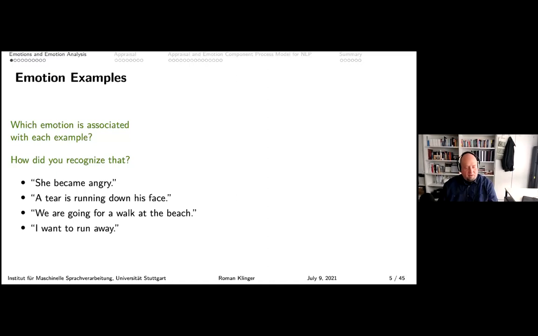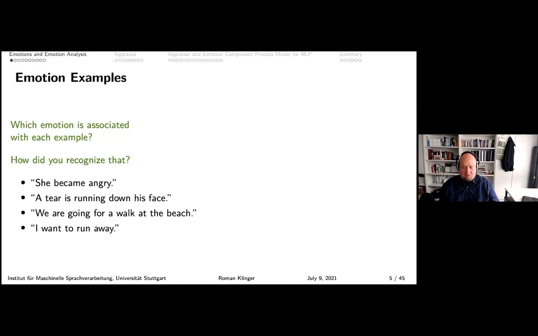Last example, I want to run away. Fear, upset, fear, anger, disgust, sadness. All right, so nobody says something like a positive emotion here, right? So desperation, yeah. So it's definitely about a negative emotion which people try to avoid, and this desire to avoid a particular situation leads to a particular emotion and also leads to an action tendency. So, and this action tendency is now described here.